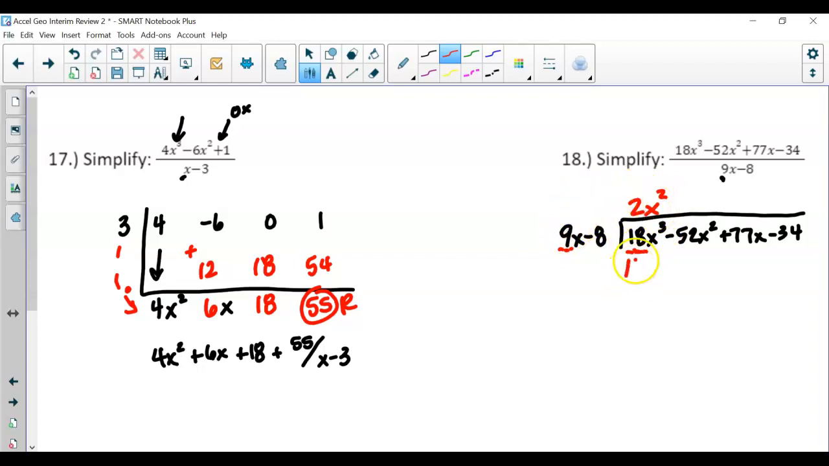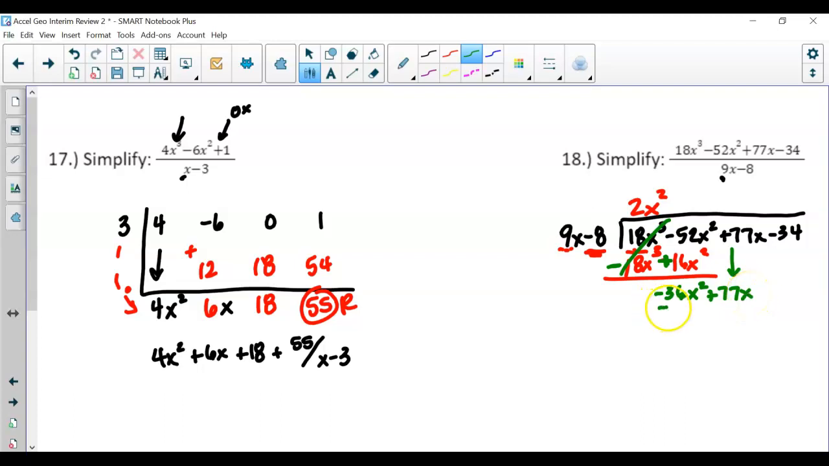Now we can multiply. So here, there's our 18x cubed, but don't forget to also multiply to -8. So that's -16x squared. Then subtract, but distribute, right? So change the signs of both. So now that's 0 canceling out. And now we're at -36x squared. Bring down the next term.